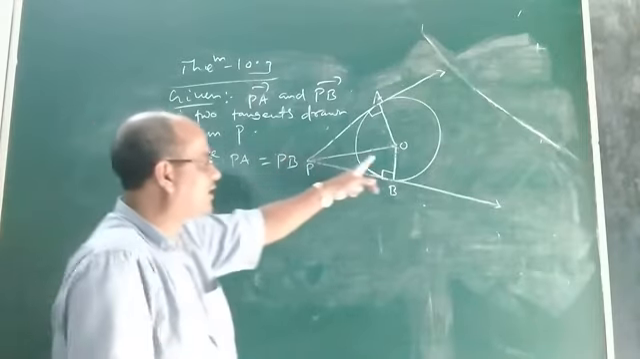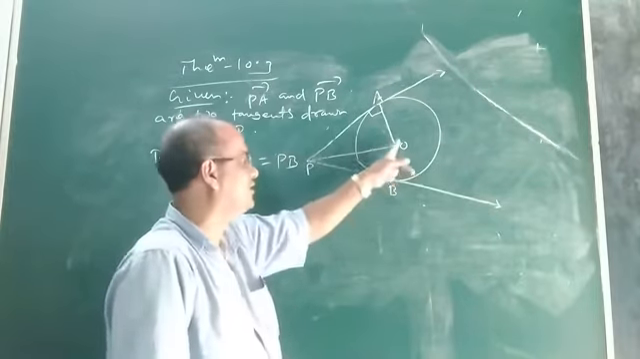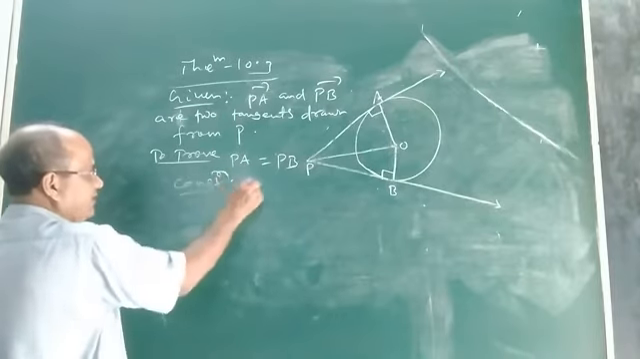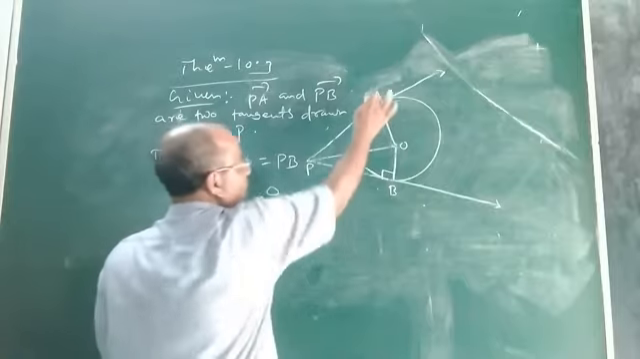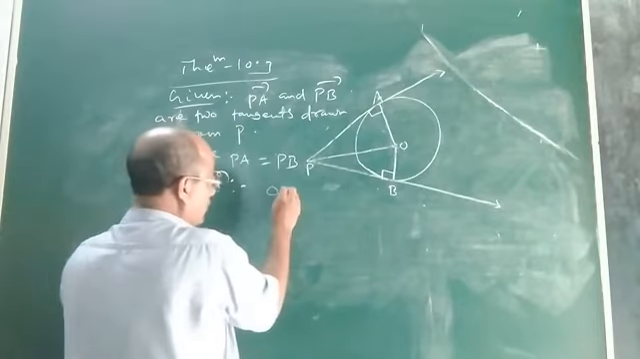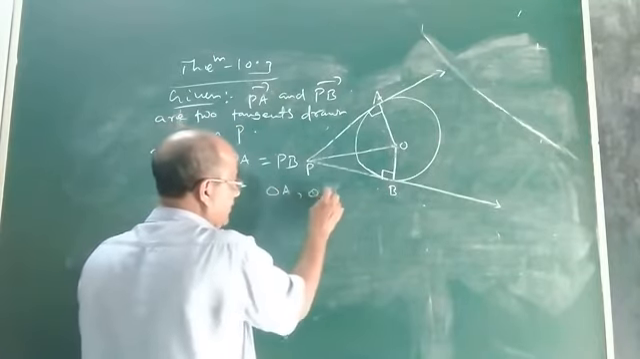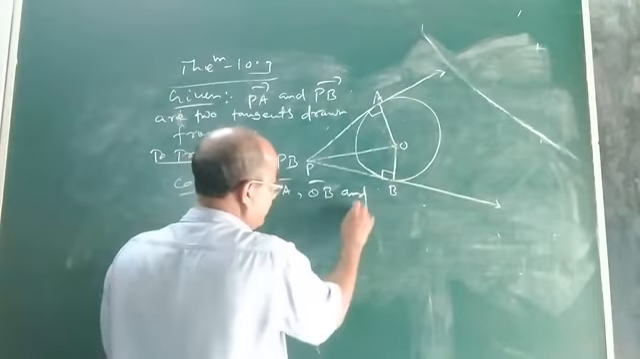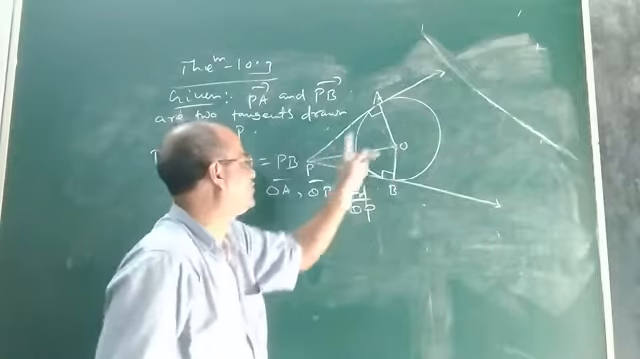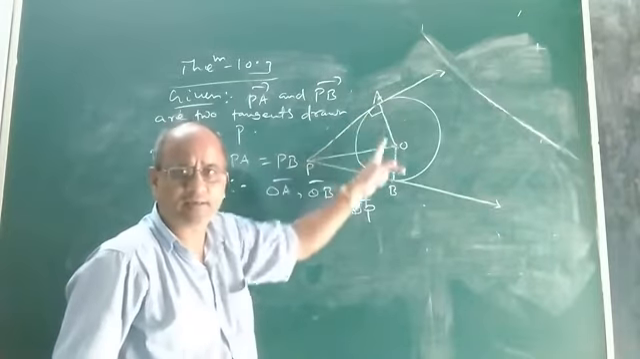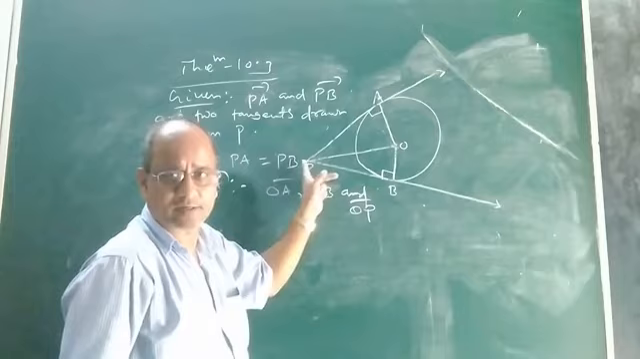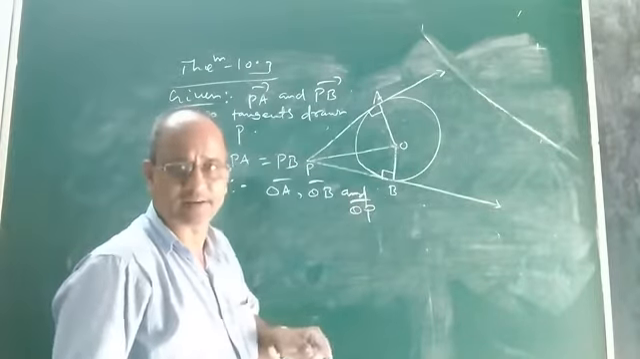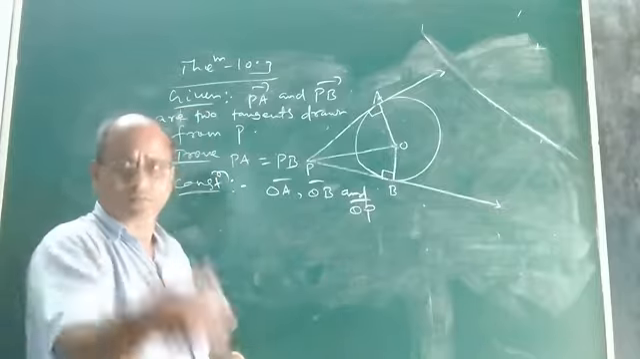How to prove? In order to prove, just do the construction. You have to join the center with the points of contact A and B, join OA, OB and OP. Join the center to the points of contact A, B and the external point P also, which is the point of intersection of the 2 tangents. Now, how to prove?